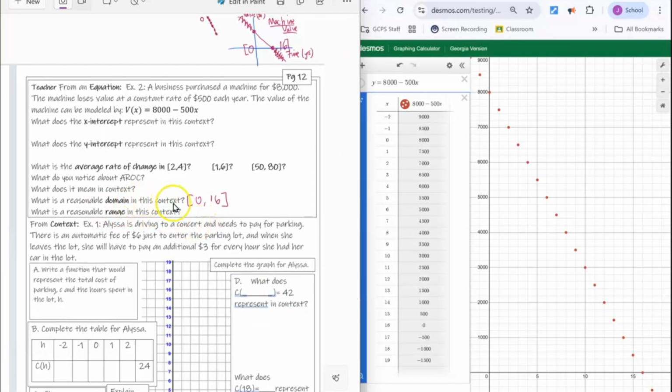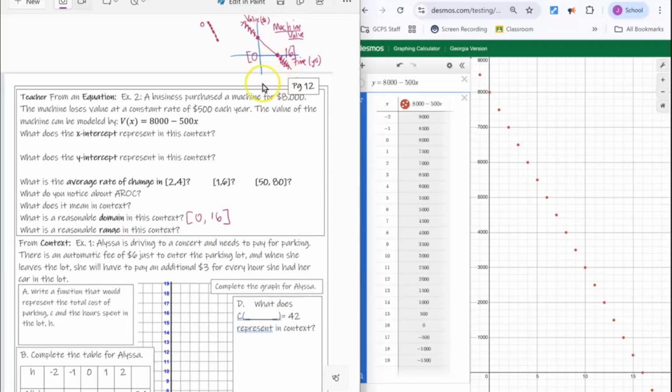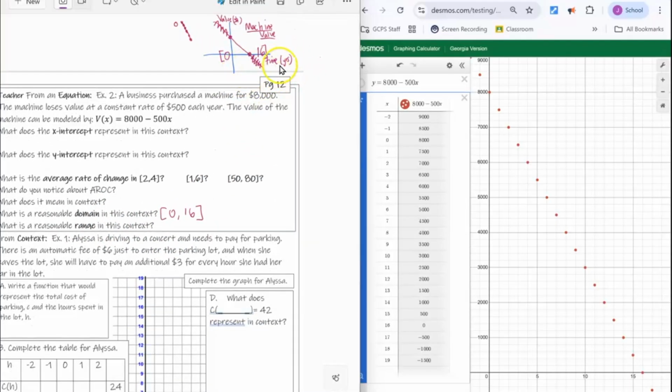So on my question, what does the x-axis mean? You're looking at just the x-axis, it's the time, right? It's the time that this machine is valued. So all I have to do is include the numbers that I'm saying, 0 to 16, and then I have to just mention whatever the x value is. So it's the time the machine is valued from 0 to 16 years, something like that. Any kind of abbreviation of that is just fine.